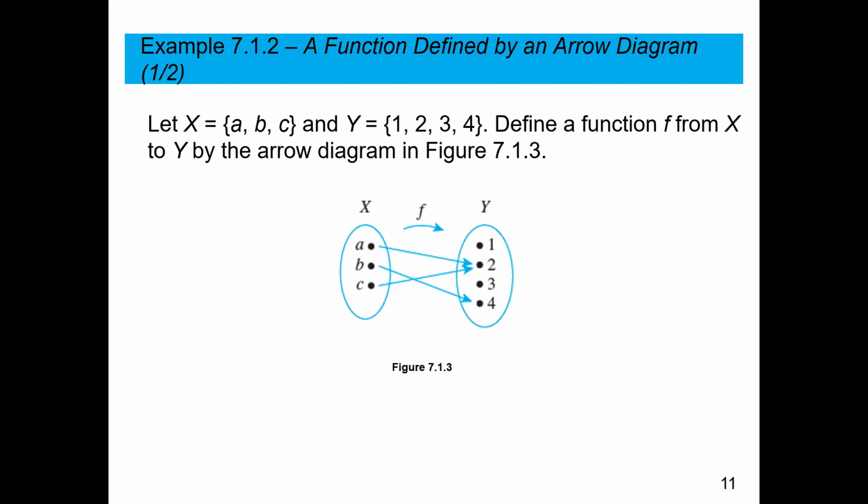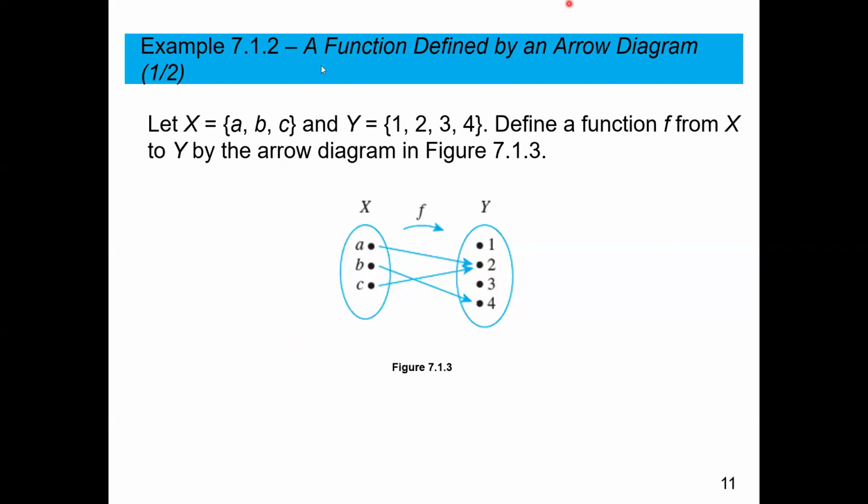So let me ask you a couple of questions about this set. What is the domain and what is the codomain? Well, the domain of this set would be all of these values in this set right here. So ABC, that would be all of the domain. Y would be the codomain, so that'd be all of the things over here.